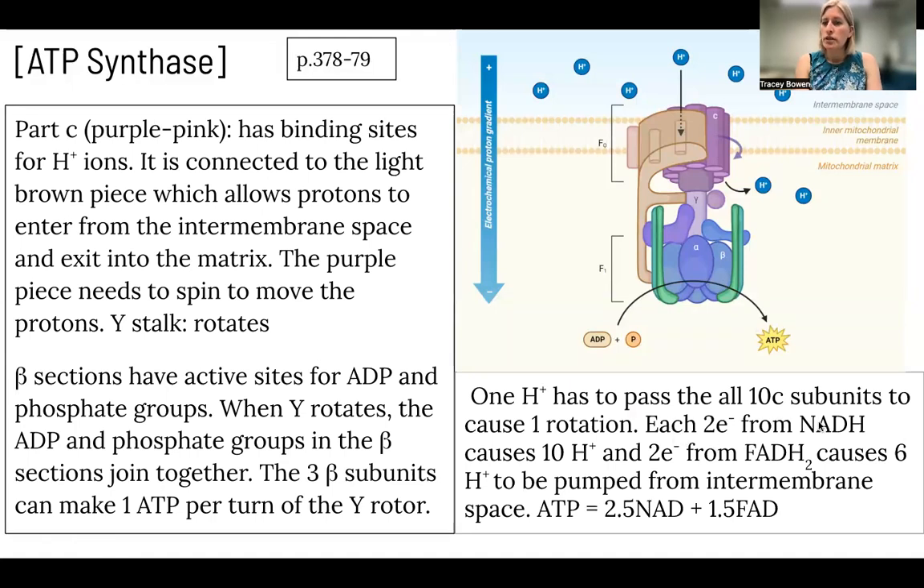And from every 2 electrons from NADH, that's going to cause 10 hydrogen ions to be pumped into the intermembrane space. And from 2 electrons of FADH, it's going to cause 6 hydrogen ions to be pumped into the intermembrane space. So making 1 ATP is really 2.5 NADHs and 1.5 FADHs.